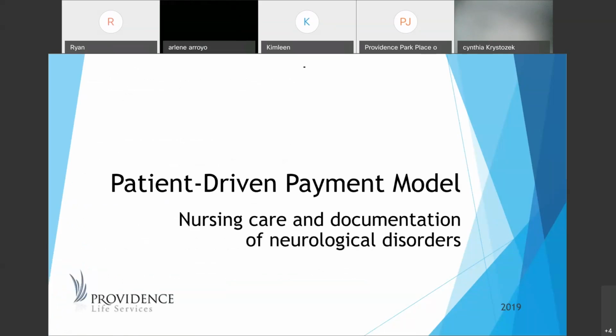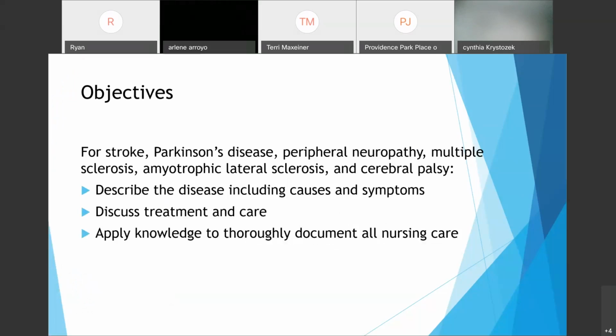Okay, so this is our patient-driven payment model session, care and documentation of neurological disorders. The objectives for this session.